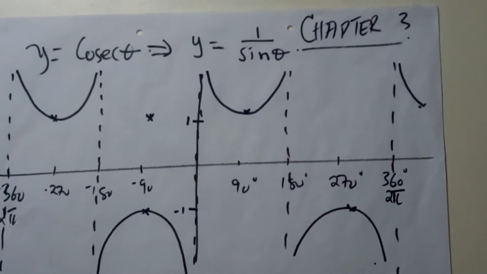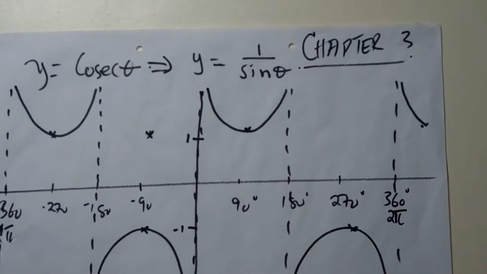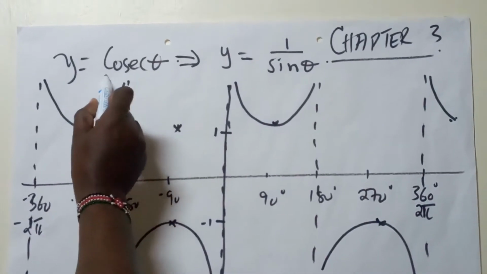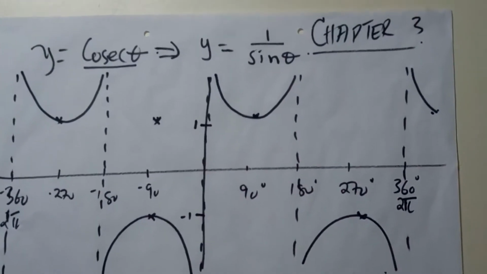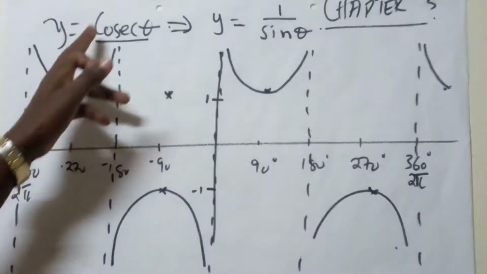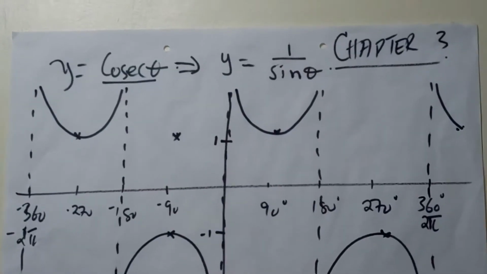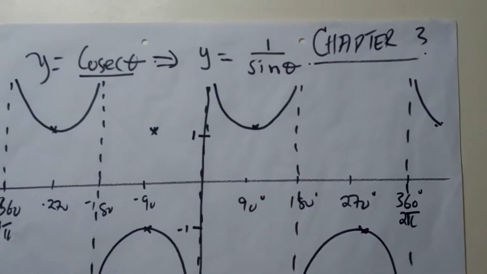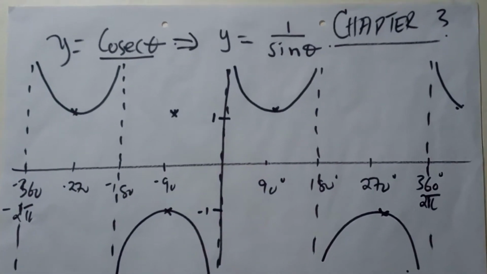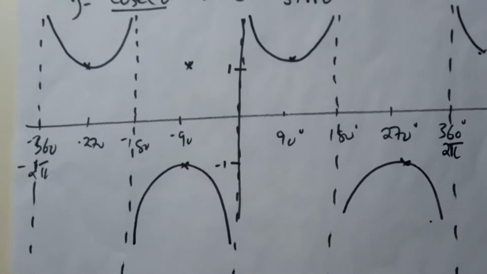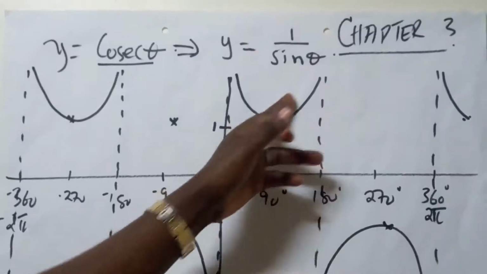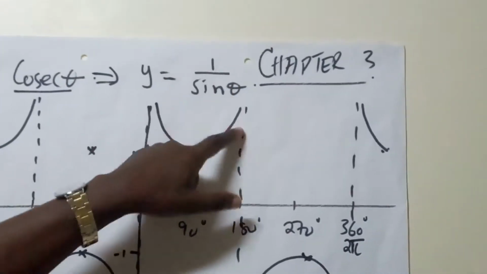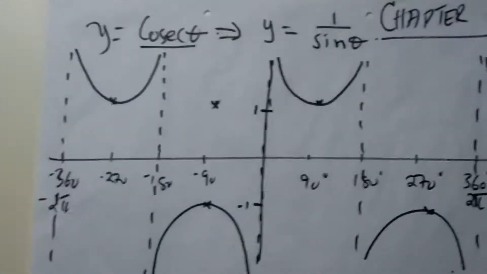An extension of example 3. We are expected to sketch the graph of y equals cosec theta. And basically, when we are talking about y equals cosec theta, we are simply talking about y equals 1 over sine theta. So first of all, we need the graph of y equals sine theta, after which we reciprocate to get the value of y when we have 1 over sine theta, which is actually cosec theta.